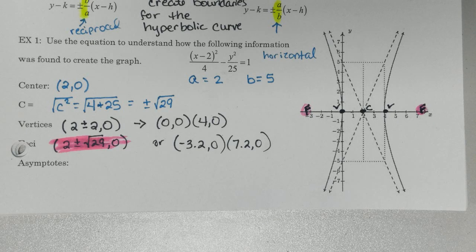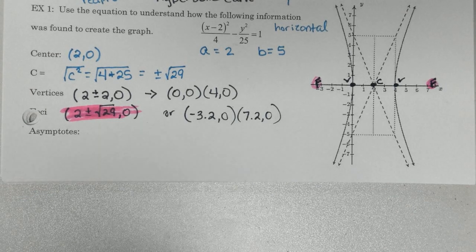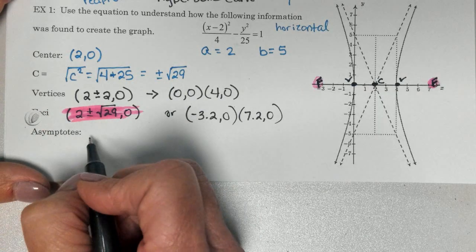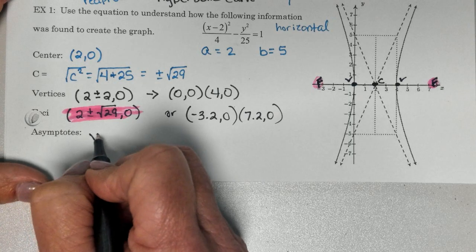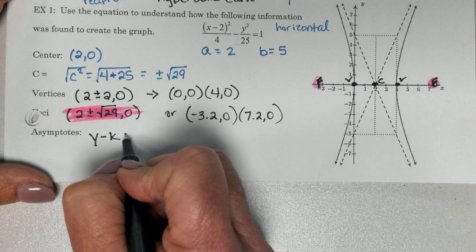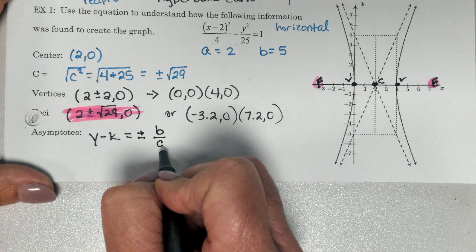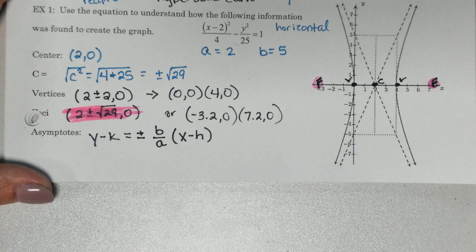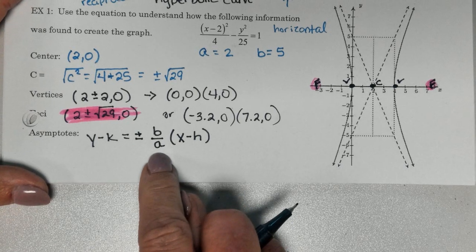Okay, your asymptotes. Now, the asymptotes follow a formula. If you've got the formula, which you will have on your formula chart, you can write it down and just fill in the blanks. So since this is a horizontal hyperbola, our formula is y minus k equals plus or minus b over a times x minus h. Here's how this b over a comes to be.